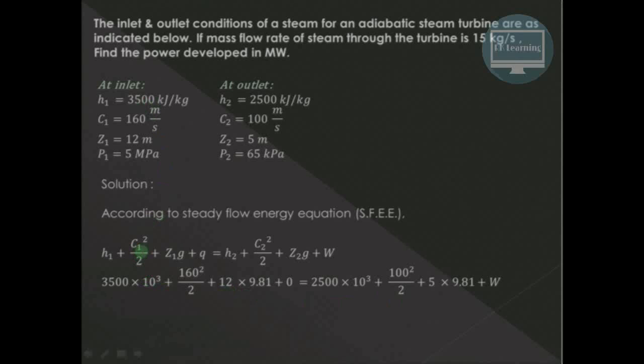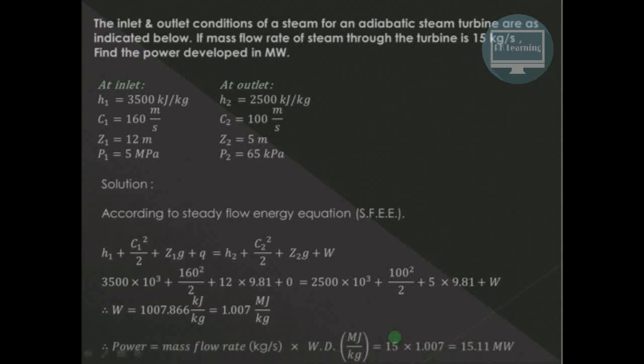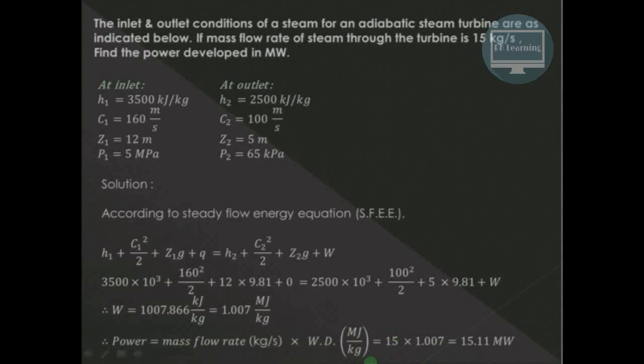So 3500 into 10 raised to 3. Substitute the value of velocity also. Then datum is 12, g is 9.81, Q is 0. Similarly, substitute the values for H2, C2, Z2 and g over here. So we'll get the value of W as 1.007 megajoule per kg. Now we know that power developed is nothing but mass flow rate into work done.